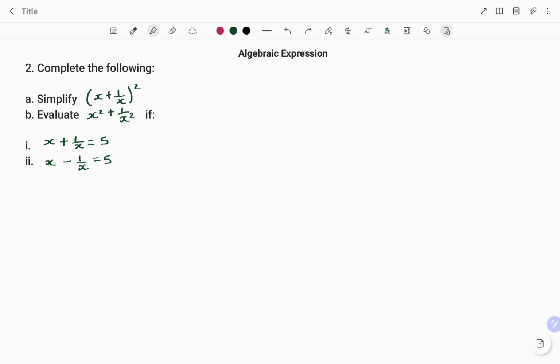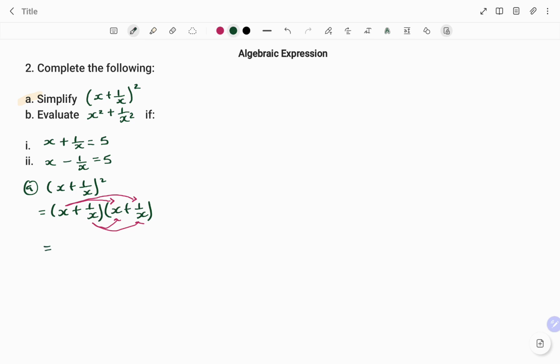In the next example, we start with the simplification of (x plus 1 over x) all to the power of 2. We have to simplify x plus 1 over x all to the power of 2. Expanding, we have that as x plus 1 over x, multiplying x plus 1 over x. Like we did earlier, if you're expanding a binomial, all the terms in the first bracket will multiply all the terms in the second bracket.